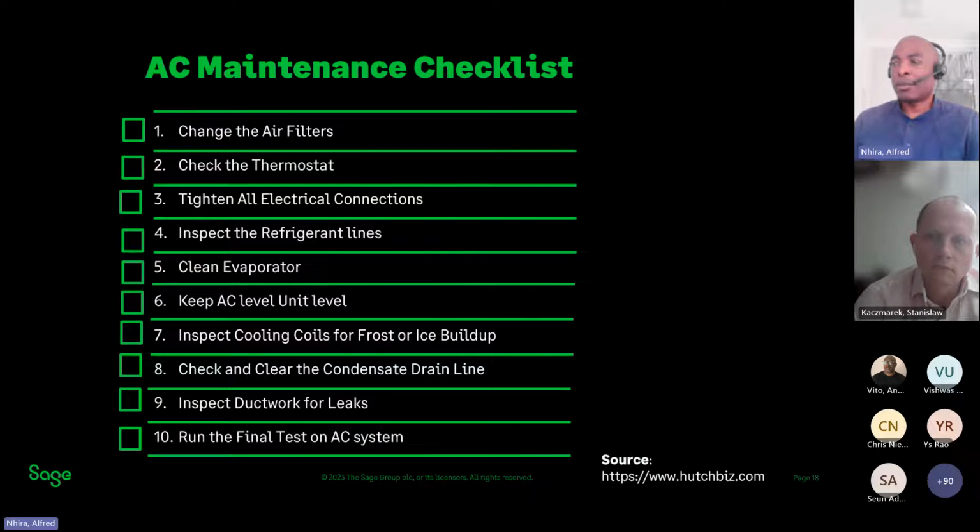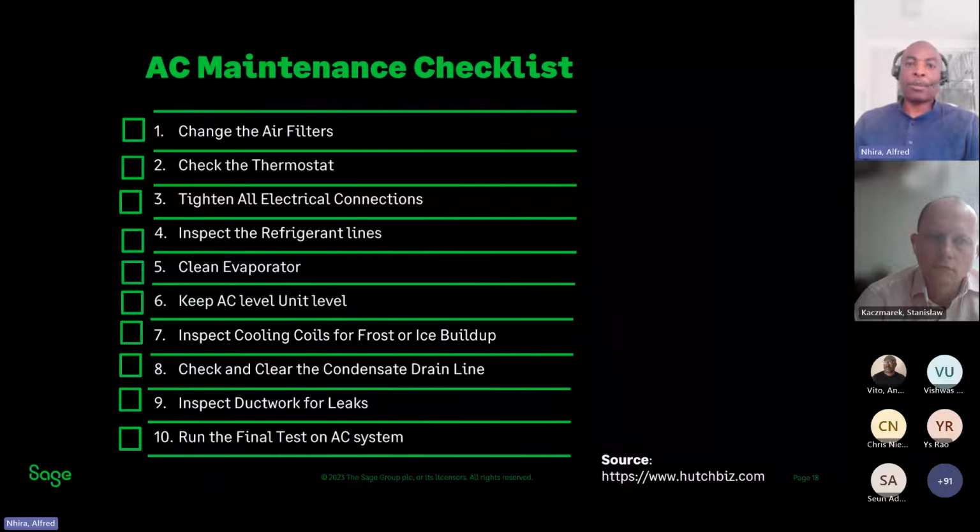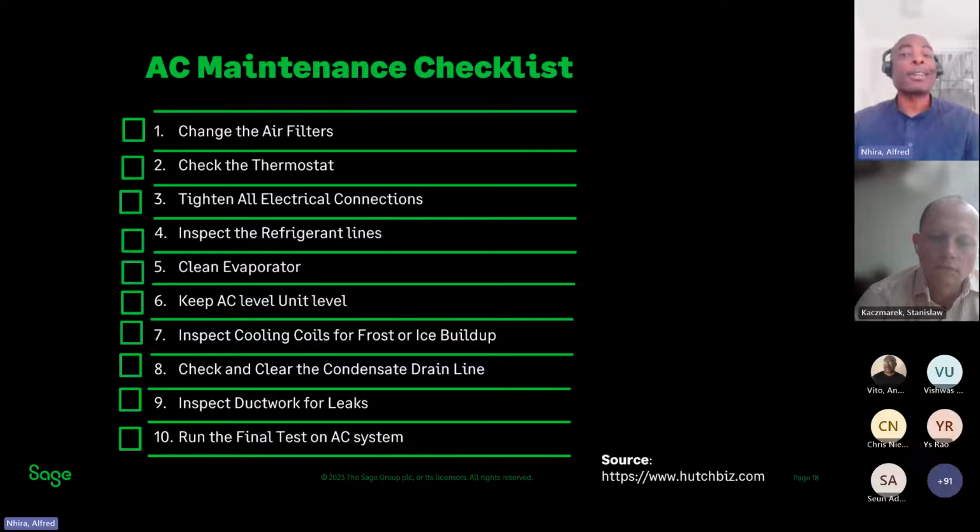So just a checklist of the AC maintenance. Number one, change the air filters. Replacing an air filter can lower your AC's energy consumption by 5 to 15%. Number two, checking your thermostat. This sets your temperature and ensures that your home is at a desired temperature throughout the day. Then number three, tighten the electrical connections. Checking should ensure that all the other components are connected.